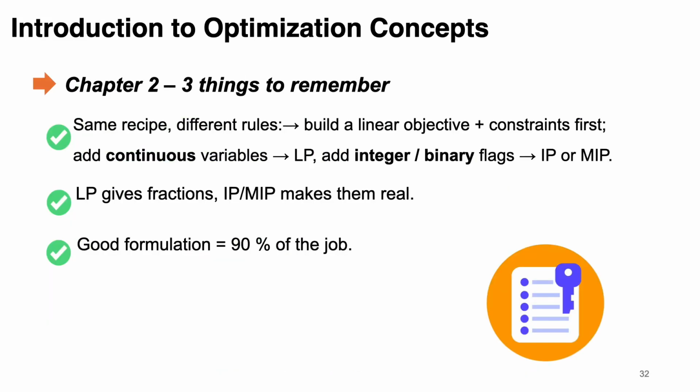As we wrap up our discussion on problem types, keep these three lessons in mind. First, same recipe, different rules. Every model starts with a linear objective and constraints. You only change the flavor of the problem by adding continuous variables for fractions or binary flags for yes or no decisions. Second, LP gives you fractions, but MIP makes them real. Use MIP when your business reality involves whole units or indivisible choices. And third, good formulation is 90% of the job. A well-structured model is much easier for Groby to solve than a messy one. Your goal as an optimizer is to give the solver a map it can navigate efficiently.